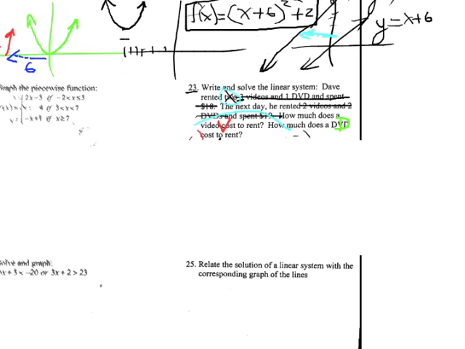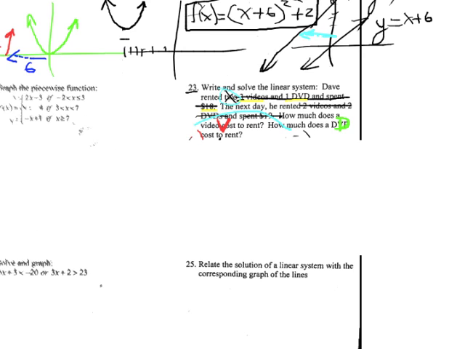So we are going to still make that V for video. And how much does each DVD cost to rent? So I'm still going to let that be D. So this first line right here, we're going to take each one of these lines and write it algebraically. So 3 videos and 1 DVD, and he spent $18.